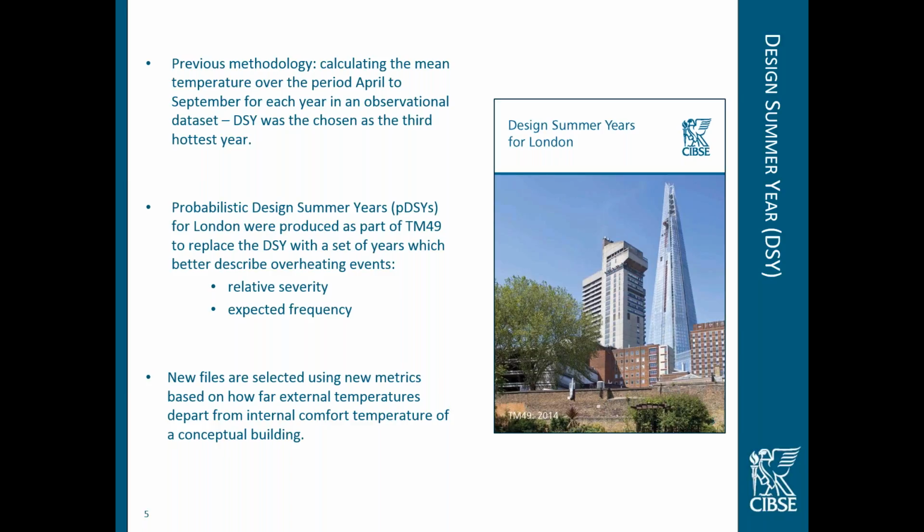So the previous methodology, as Anastasia went through, involved calculating the mean temperature over the period April to September for each year in your observational data set. Previously it was 20 years and now it's 30 years. So the design summer year was chosen as the third hottest year.